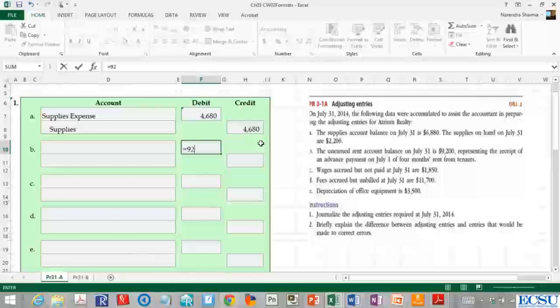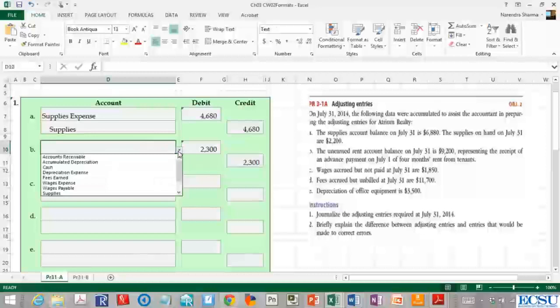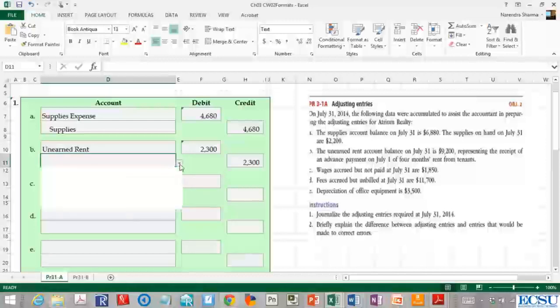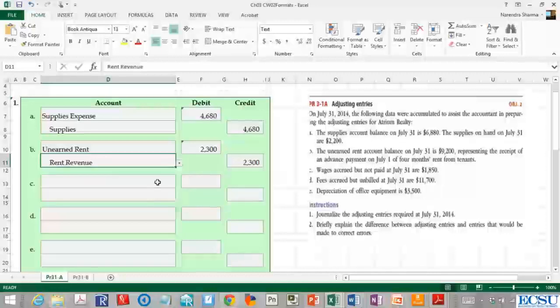So that will be 9,200 divided by 4, which is 2,300. So the 2,300 will be transferred out of the unearned rent account. Therefore, we'll be debiting the unearned rent account, and then it will be credited to the rent revenue account, because that is the amount of revenue we have earned. So please understand, the whole of 9,200 was credited to the unearned account. Now we are debiting 2,300, that's the 1/4 which has been earned.